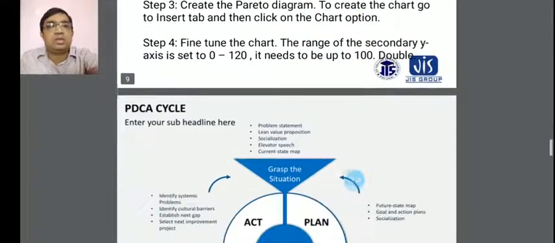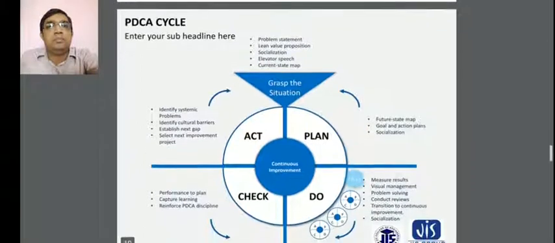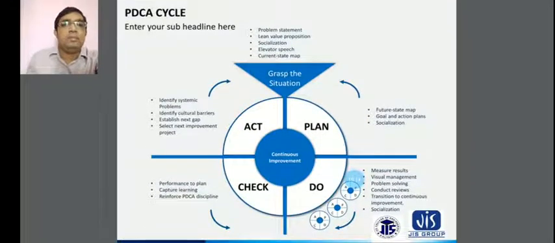And next we will discuss the PDCA cycle. The PDCA cycle is based on the plan, do, check, and act procedures. Basically, this is the short form of the PDCA cycle. First you have to concentrate on the plan, then do this plan, then check, and again you have to act on this plan. This is the PDCA cycle.